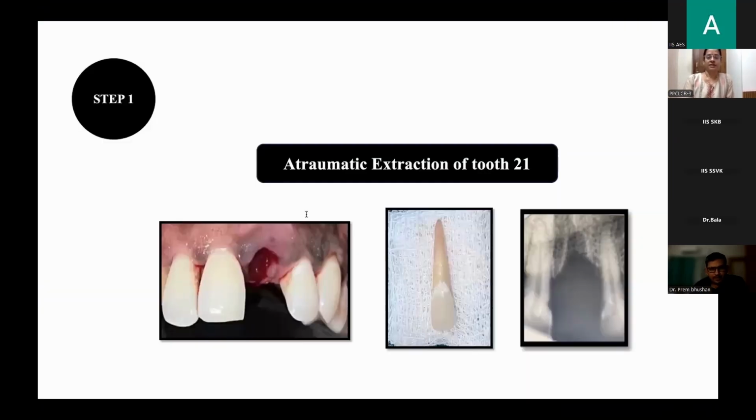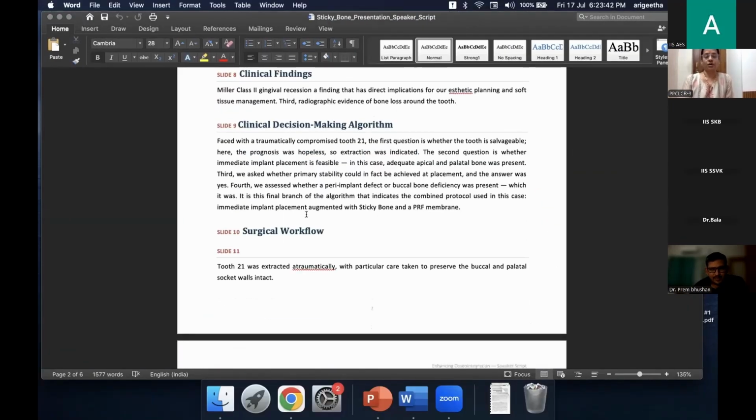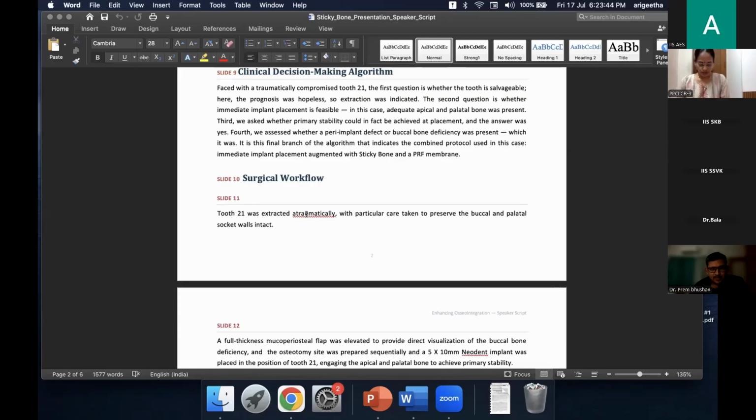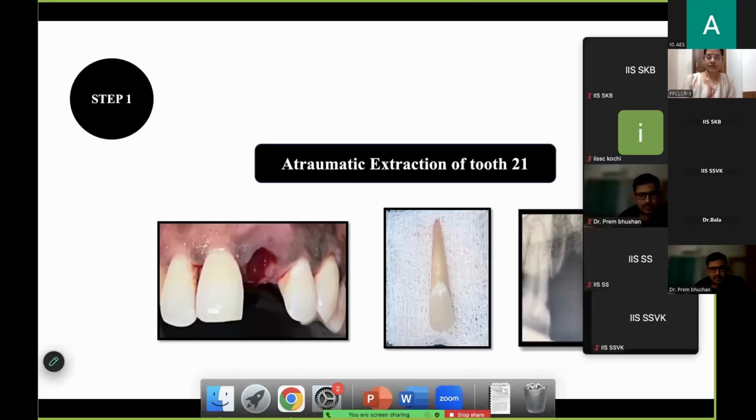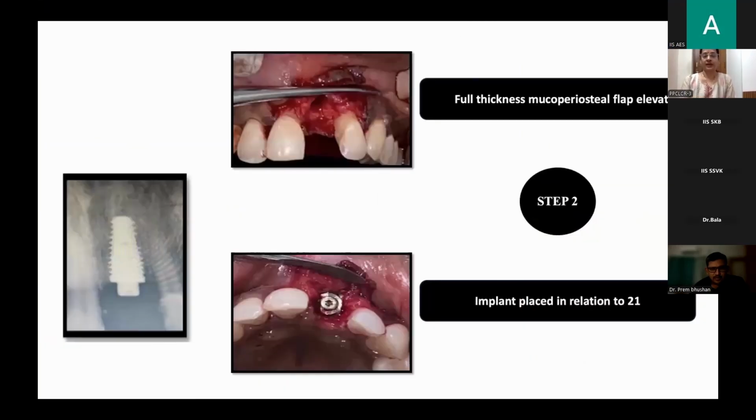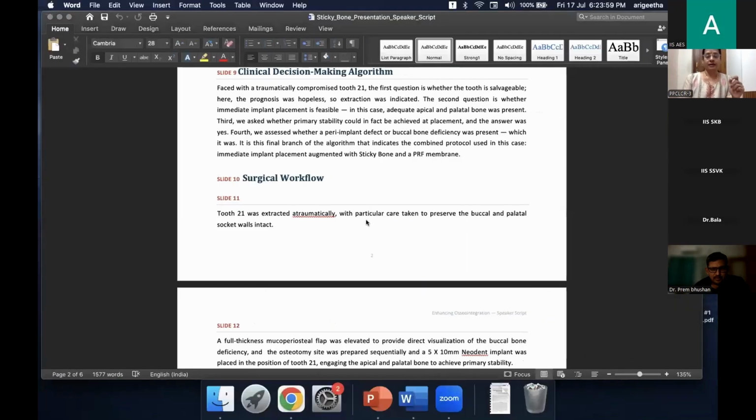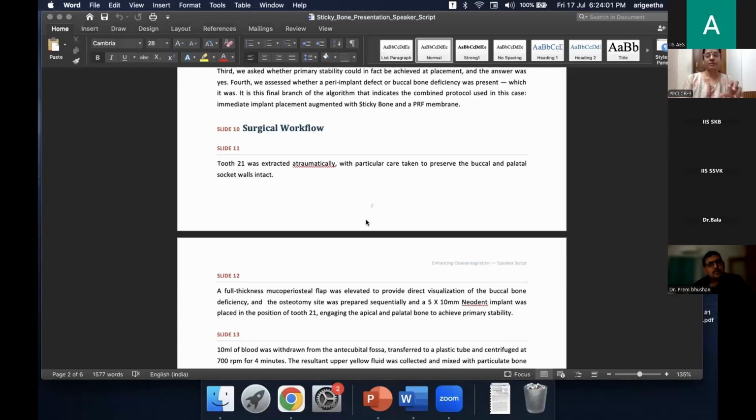Here the first step was atraumatic extraction of the tooth 2-1. Particular care was taken to preserve the buccal and palatal socket walls intact. The second step, a full thickness mucoperiosteal flap was elevated so that we can visibly see the buccal bone defect. Then the osteotomy site was prepared using sequential drills, and a 5 by 10 mm Neodent implant was placed in the position of 2-1, engaging the apical and palatal bone to achieve primary stability.